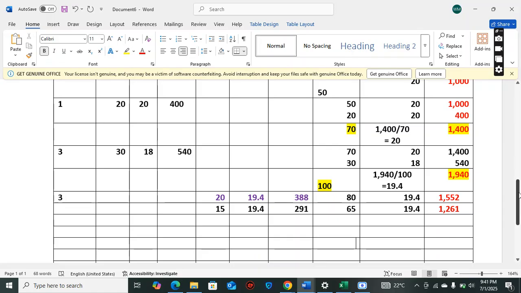Maybe you're referring to the FIFO and LIFO processes. I think you're referring to either one of those. Do not apply FIFO and LIFO here on AVCO, okay? You'll get confused and everything. AVCO is independent of those two.